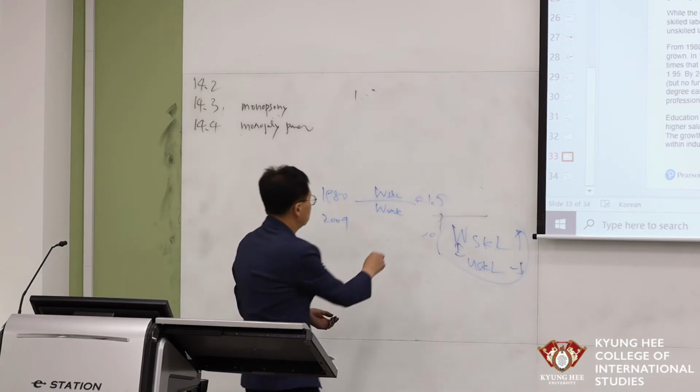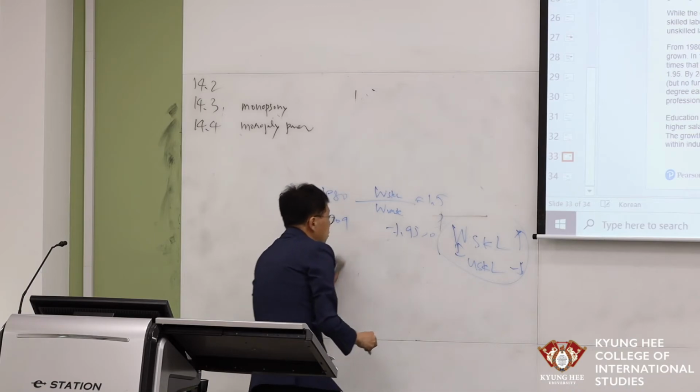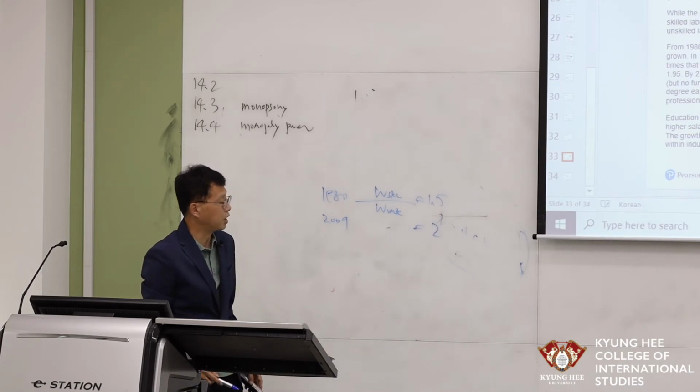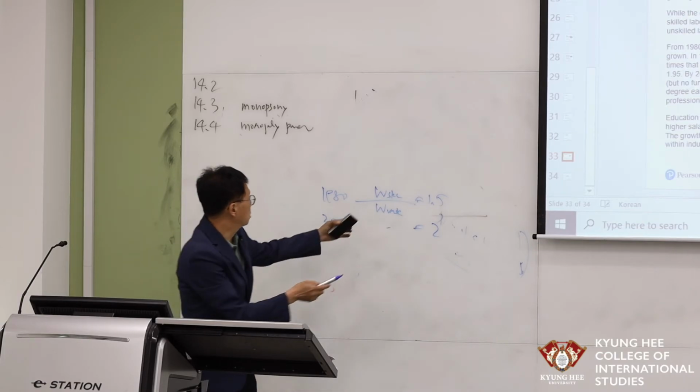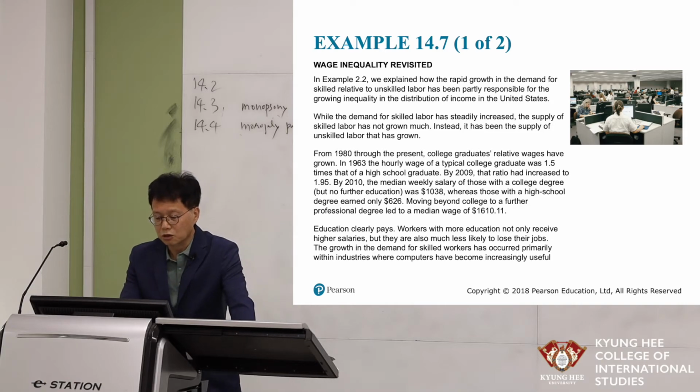this ratio increased to 1.95, almost 2. Right? That is 2, for example, 1.95. Can you understand? The wage gap between skilled and unskilled, or high school graduate workers and college graduate workers, expanded, showing an expanding trend. Right? So by 2000, this ratio increased to 1.95.